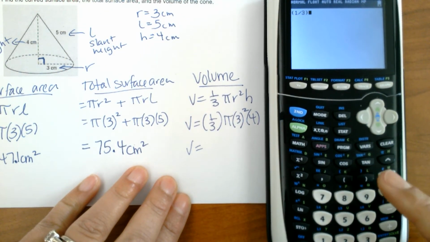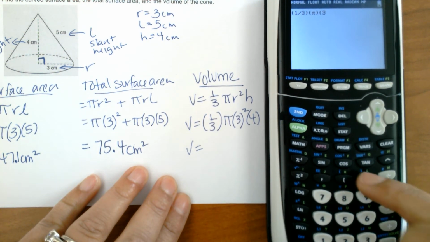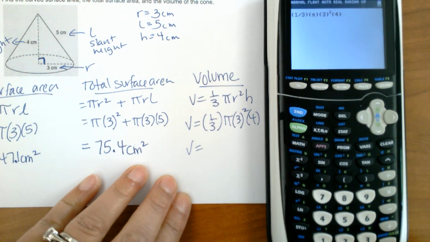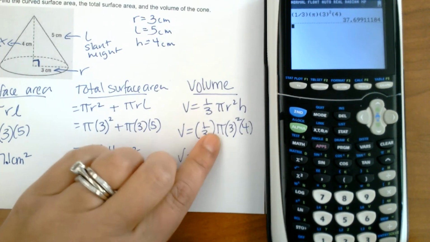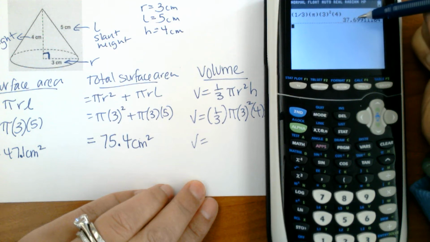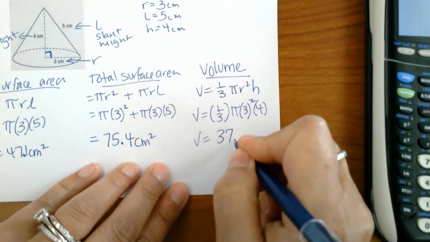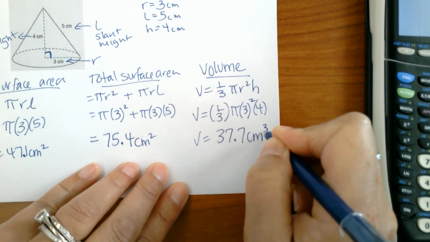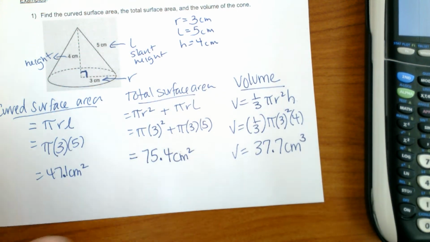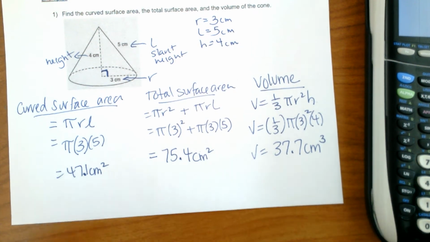Parentheses 1/3 times pi times 3 squared times 4. All those parentheses. I gave everybody a parentheses, like big old hugs today. And I put it in correctly, yes. Again, 37.7 because the next to the 6 is a 9, so I'm going to round that up to 37.7 centimeters cubed, okay? Because you're bringing in that other dimension. Now we're filling the shape up. We're not just looking at the outside. We're looking at the inside. Okay, so we have, here we go, those 3.